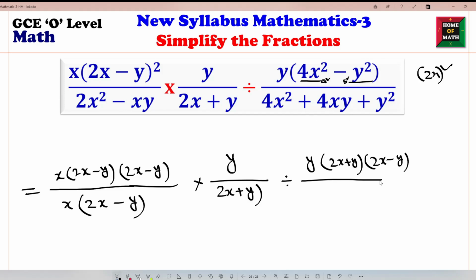And similarly, here is 4x square plus 4xy plus y square. It's looking like a square plus 2ab plus b square. It means (2x) square plus 2 times 2x times y plus y square.